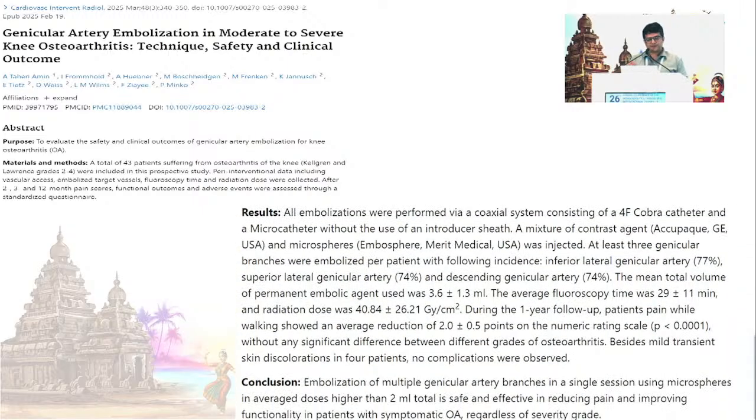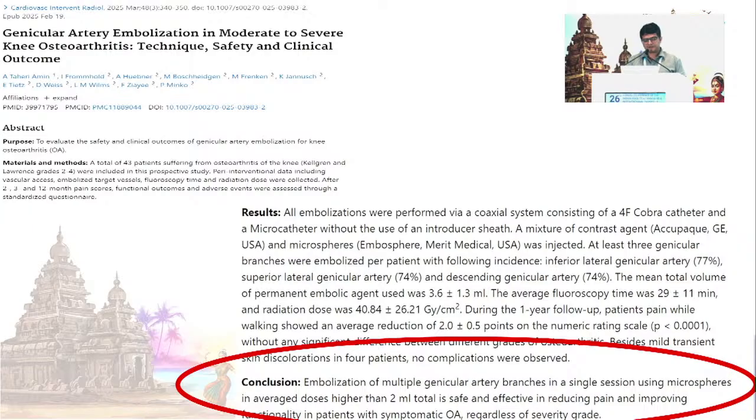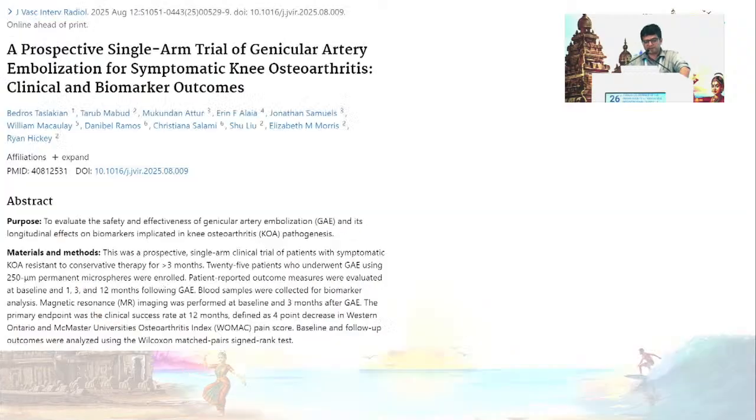This is a paper in 2025, moderate to severe osteoarthritis, and microspheres average dose higher than 2 ml is also safe and effective. So gradually there is a shift from temporary embolic agents to a permanent embolic agent. I have also shifted from imipenem to embosphere because the sustained pain relief is better with a permanent embolic agent. But yes, we have to be sure that we are not embolizing the collaterals and not damaging the skin.